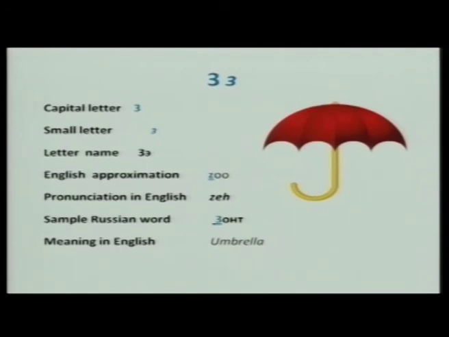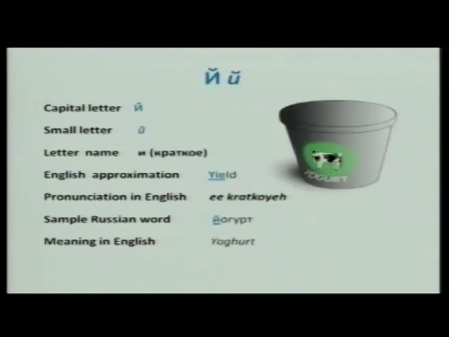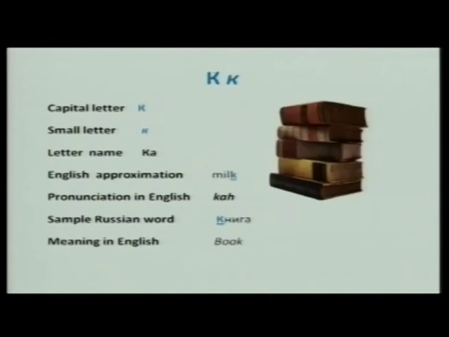Let us go to the next letter. The next letter, which is again a very distinguished letter found in Russian, is I kratki, like in yield. Another example we have used in Russian for this is the word yogurt, which means yogurt. So, for I kratki we again need good practice.